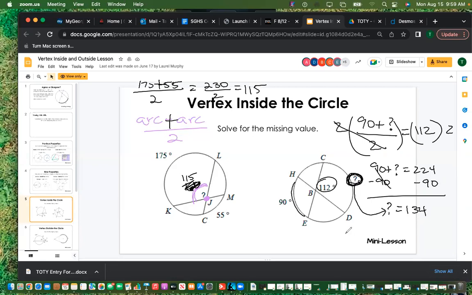Wait, how come you're gonna add 90 and 112 together? Because this is the angle. Remember, this is the arc right here. Oh. Yep. Okay.